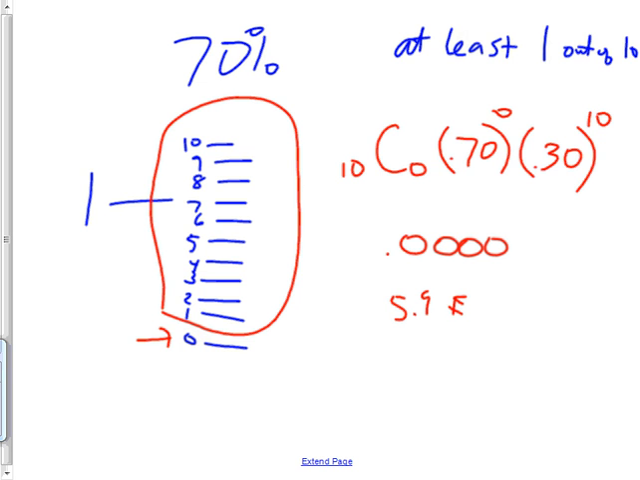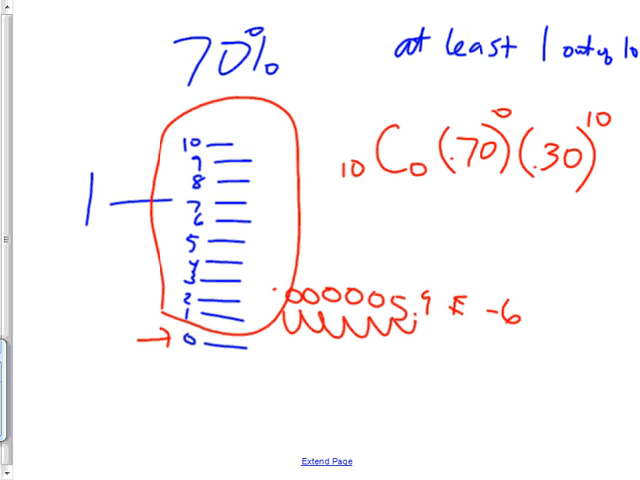5.9 E negative 6. That means I take 5.9 and I move the decimal, how far? 6 spots to the left or to the right? 1, 2, 3, 4, 5, 6. That is how unlikely it is that somebody would miss all 10 shots at the end of the game.